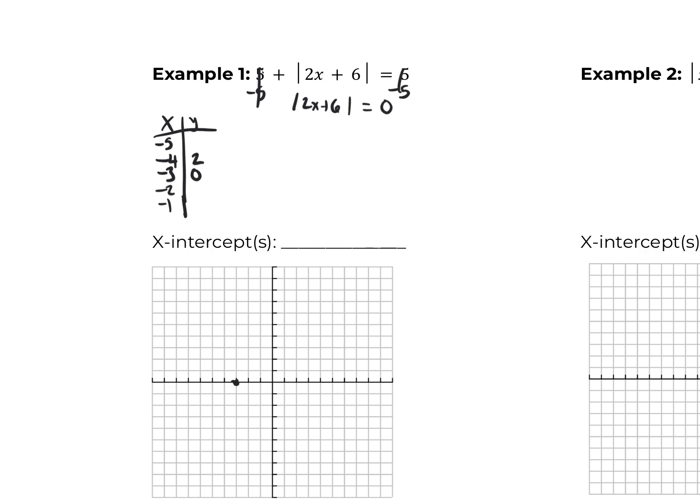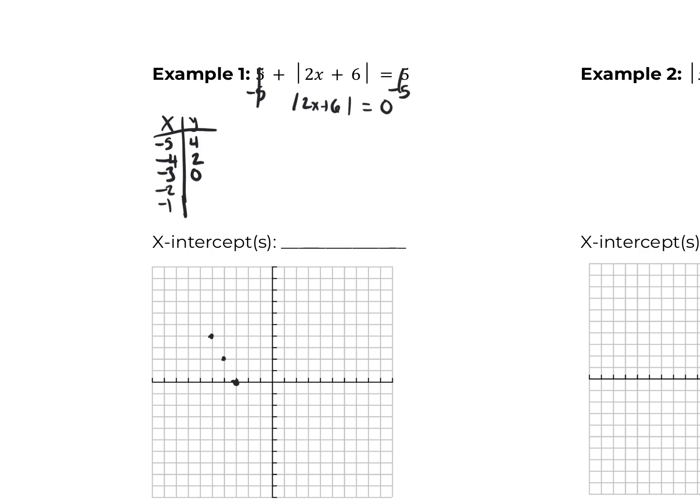So that'll go there. And then negative 5, 2 times negative 5 is negative 10. Negative 10 plus 6 is negative 4. The absolute value of negative 4 is 4. Alright, so like that.